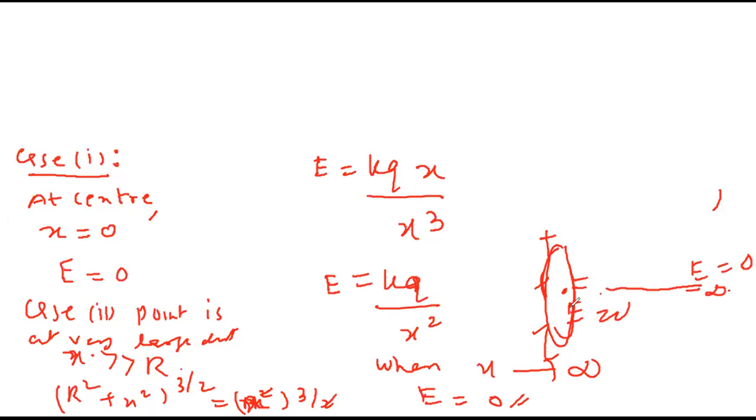So sometimes they can ask a theoretical question. If the point is at the center of the ring, intensity is 0, at infinity 0, or at both places 0. So please remember, at both places 0. Now solve this much.